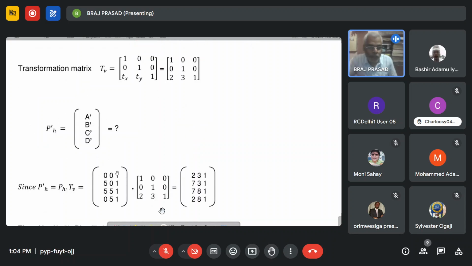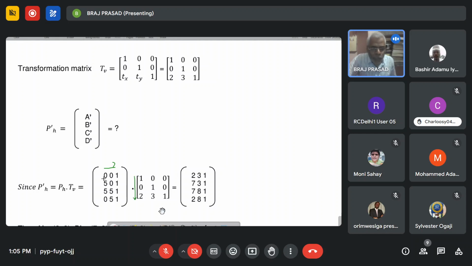So we put this PH at this place, and this is our Tv translation vector, where Tx is 2 and Ty is 3. If we put Tx equal to 2 and Ty equal to 3, we get this one. So this value is multiplied by this. Now we can multiply. How will we multiply two matrices? This row will be multiplied by this column.